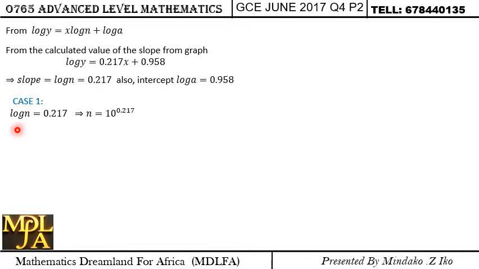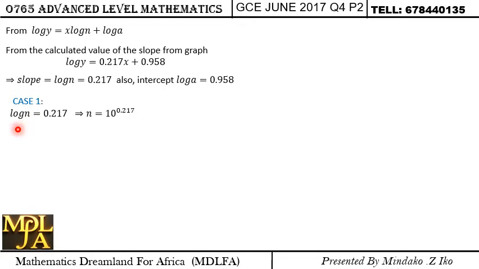You notice that many students will be confused about where this 10 is coming from. What is happening here is that we have log n being equal to 0.217, so it means our n is just equal to 10 power 0.217. Why? Because if the base of the logarithm is not given, we consider it to be in base 10.